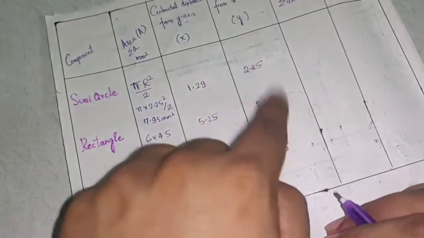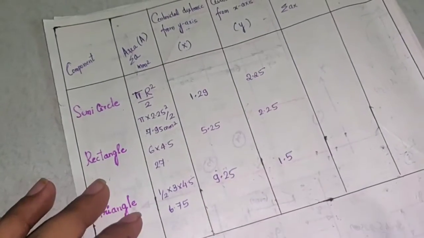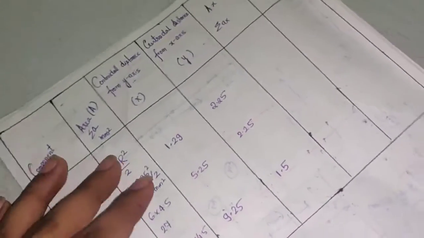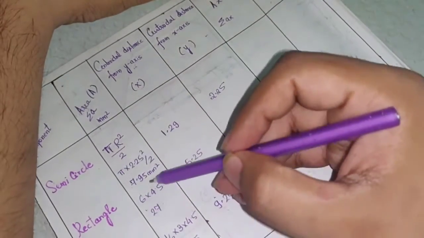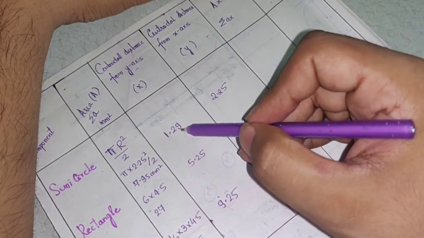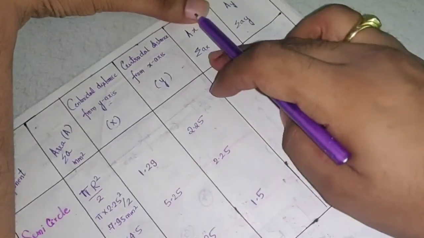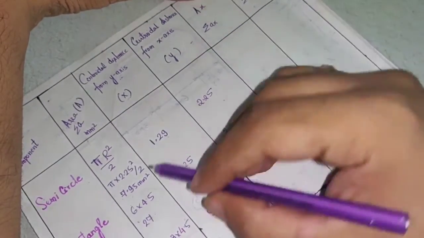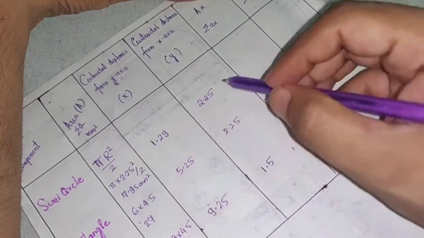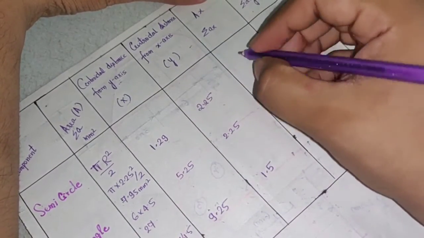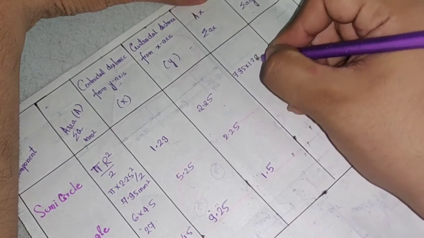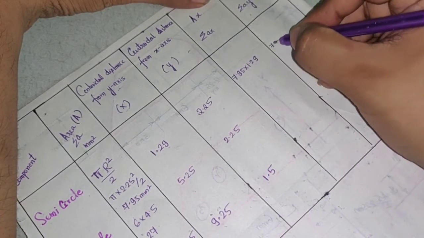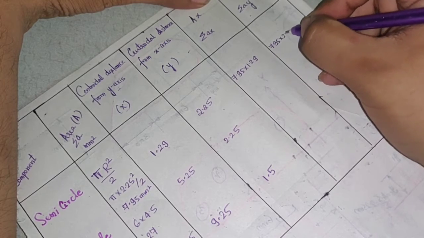So this calculation is very important. Calculation of x distance and y distance. Once you calculate x distance and y distance, rest all things is mathematics. So area a into x, a into y. So summation a into x is a1 into x1, a2 into x2. So first one is 7.95 into 1.29. Similarly, this is 7.95 into 2.25.